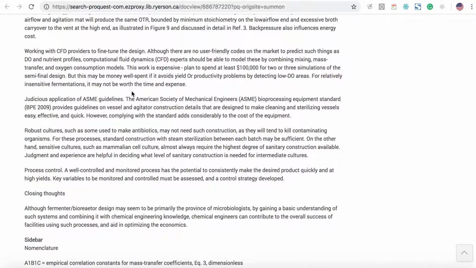This work is expensive. Plan to spend at least $100,000 for 2 or 3 simulations of the semifinal design, but this may be money well spent if it avoids yield or productivity problems by detecting low DO areas. For relatively insensitive fermentation, it may not be worth the time and expense.